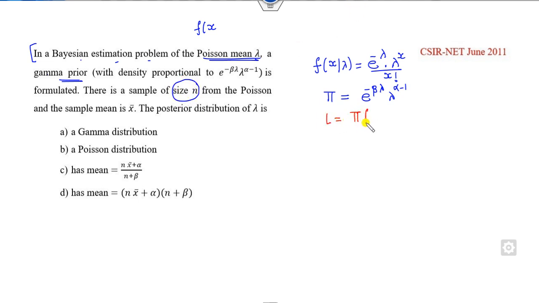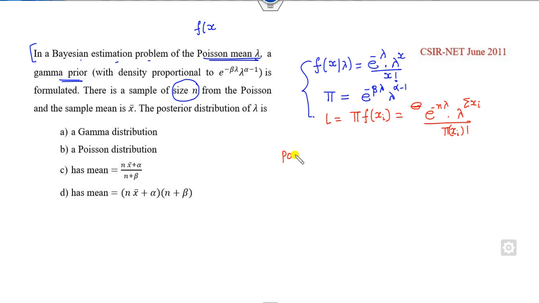So you can define the likelihood function. What is the likelihood function? It is f of xi. This is a product. If you take the product, it will be e raised to power minus n times lambda, lambda raised to power summation of xi, divided by the product of x factorial. Fine, that is the meaning of this. Now this is the given information, and the rest of the part is very simple.